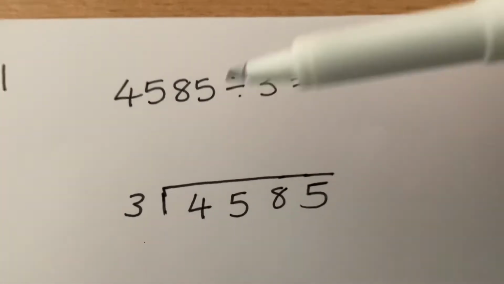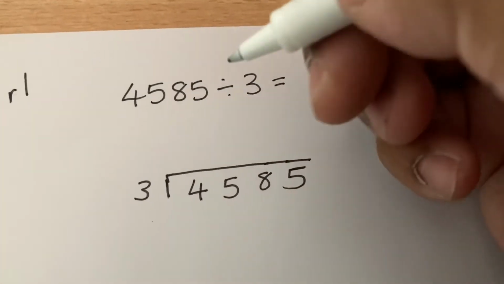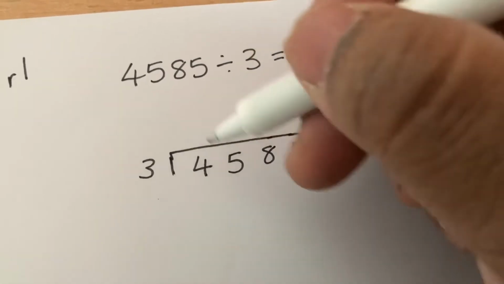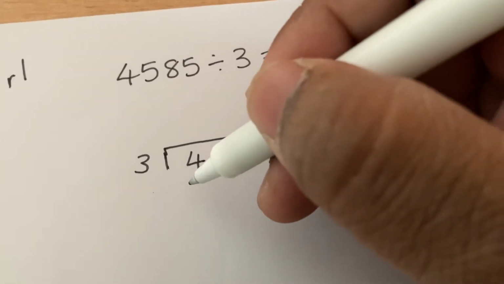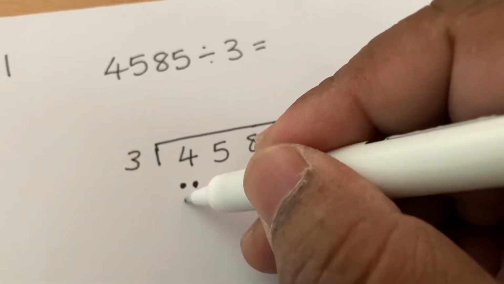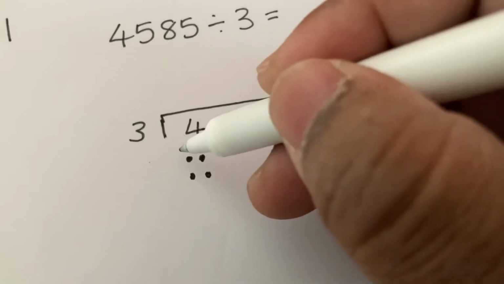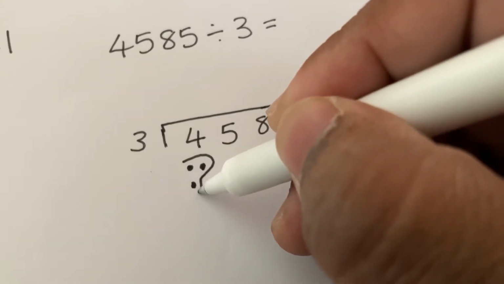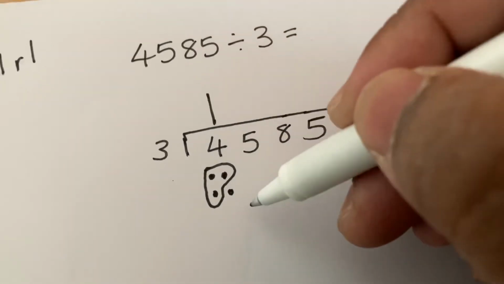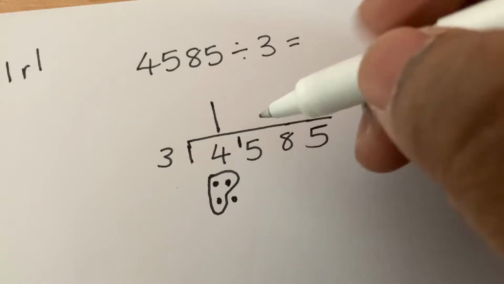Now, this one is 4,585 divided by 3. Okay, so think about it. How many 3's go into 4? Well, let's draw 4 dots and see. 1, 2, 3, 4. There's 4 dots. How many groups of 3's can we get? Oh, there's 1 group of 3 there, look. So that's 1 group of 3. How many have we got left over? We've got 1 left over. So we carry the 1 on.